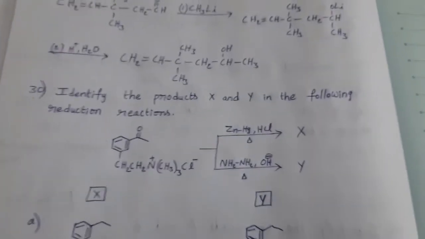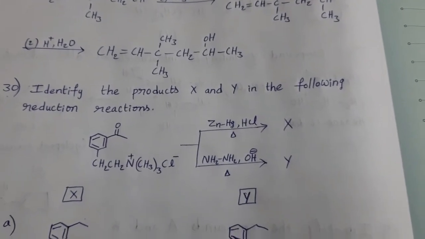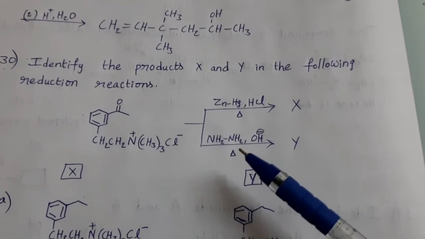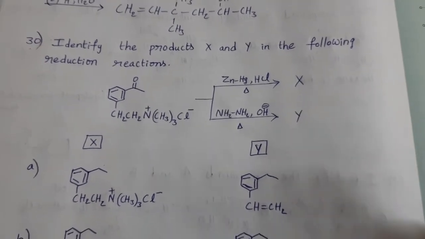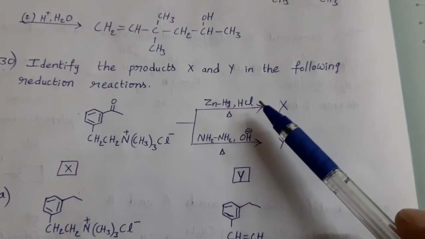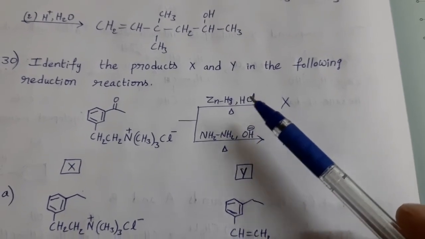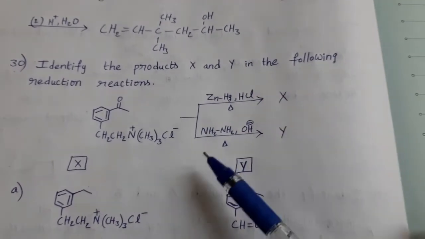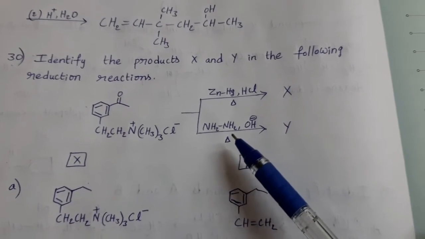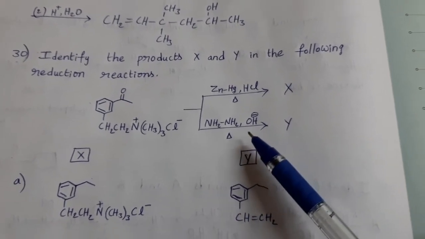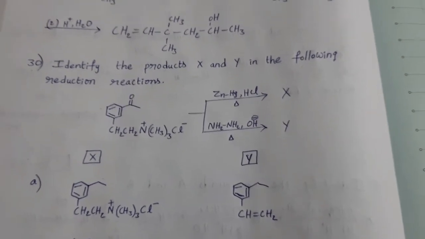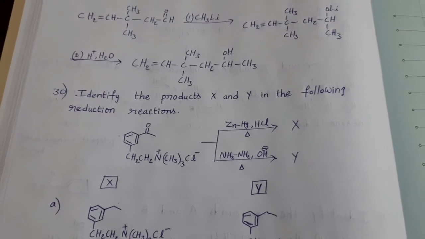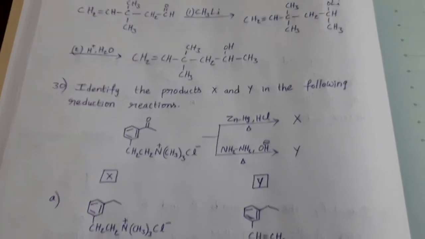Next, identify the products X and Y in the following reduction reactions. The same compound is treated with different reducing agents, and we can get different products. Those products we should identify. Zinc amalgam and HCl is nothing but Clemmensen reduction. Already we know that Clemmensen reduction means the C double bond O group is converted to CH2. Here NH2NH2 means hydrazine in the presence of base. This reduction is nothing but Wolff-Kishner reduction. Both Wolff-Kishner reduction and Clemmensen reduction are used to reduce the carbonyl group into the corresponding alkane.